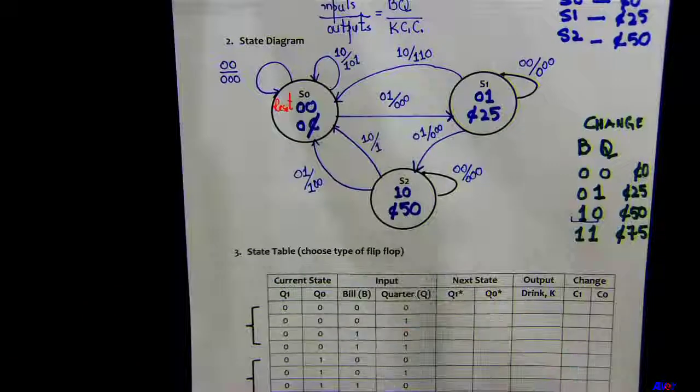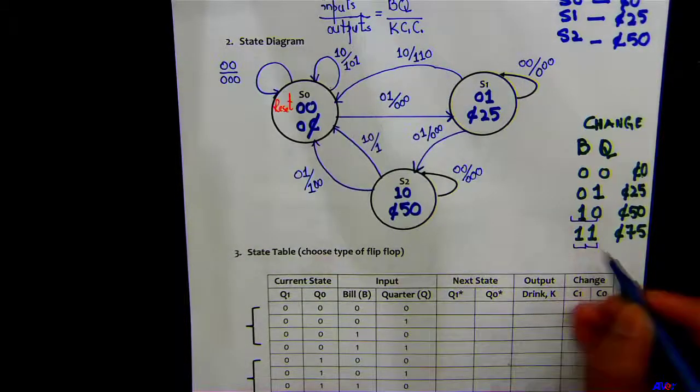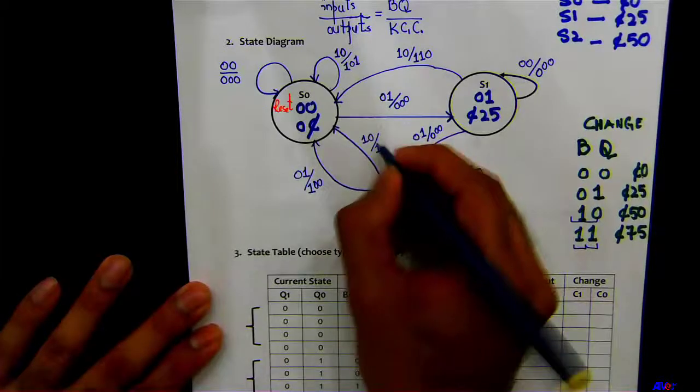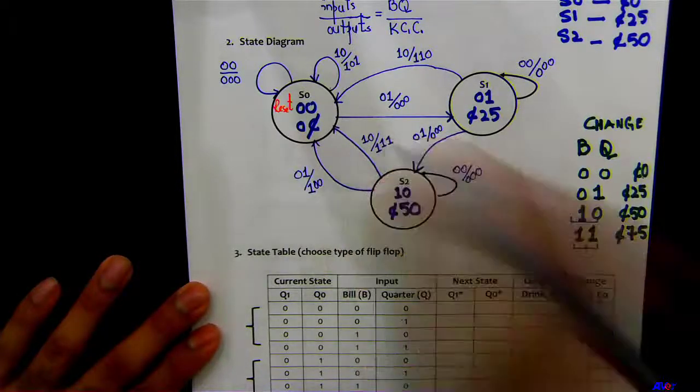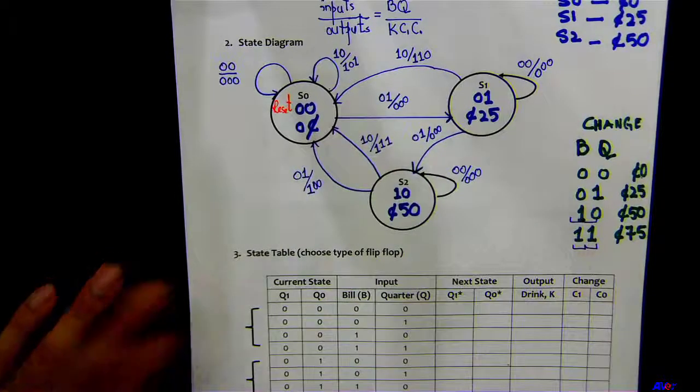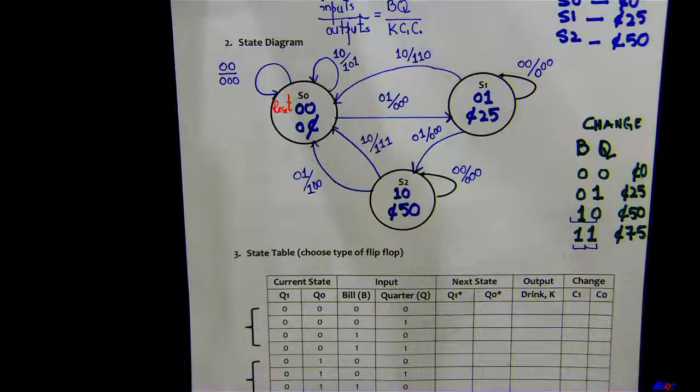50 cents plus a dollar is $1.50. 75 cents for the drink, the change is going to be 75 cents. And we know 75 cents is 1-1, right? So this will be 1-1. This is your state diagram. Okay, this is your completed state diagram. This tells you the behavior of your finite state machine, okay?